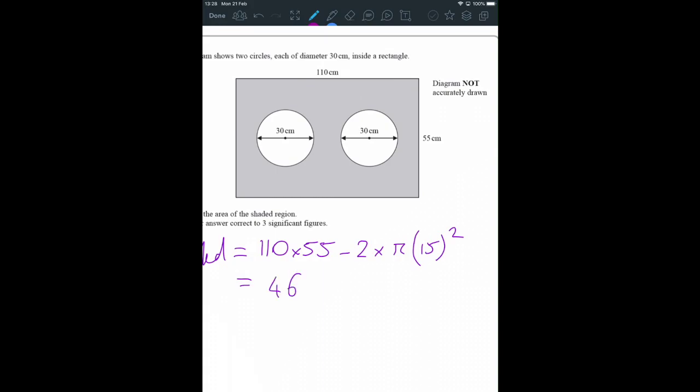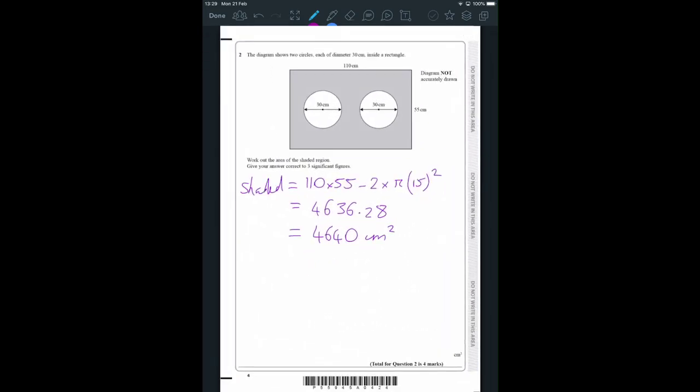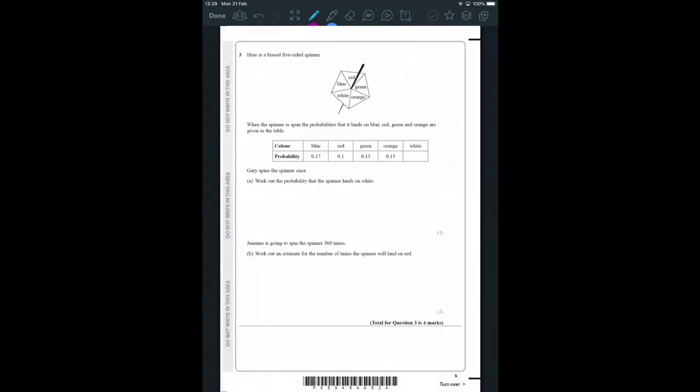An answer of 4,636. Then round our answer to 3 sig figs, centimeters squared. That seemed reasonable. This was roughly 100 by 50, so roughly 5,000. Well, quite a bit more than 5,000 for just the rectangle. So around 4,500 seems reasonable.